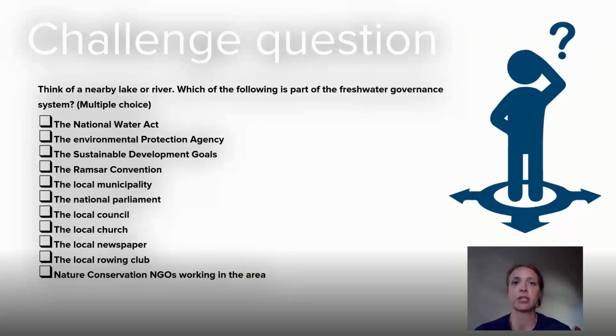Based on these explanations so far, another little challenge question. Let's look for the elements of your governance system in the context of the freshwater system you are working in or that you are interested in working with. Think of that freshwater system, then scan the list on the screen. Which of these actors and elements would you count as part of the governance system? Take your time to consider the answers and click play when you're ready to continue.